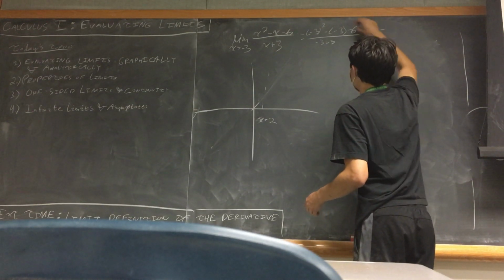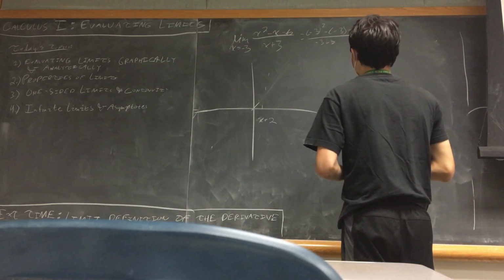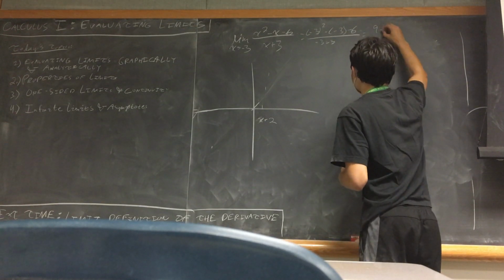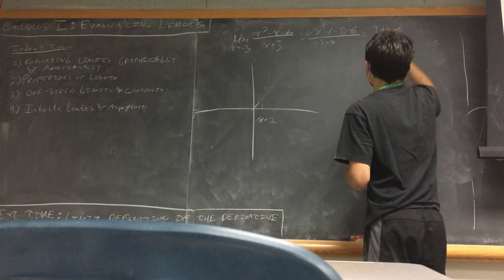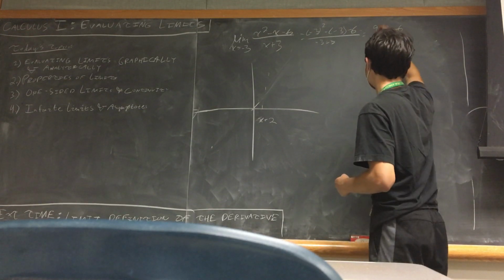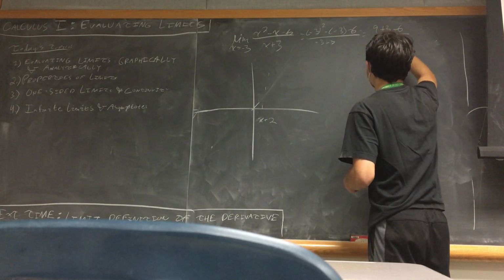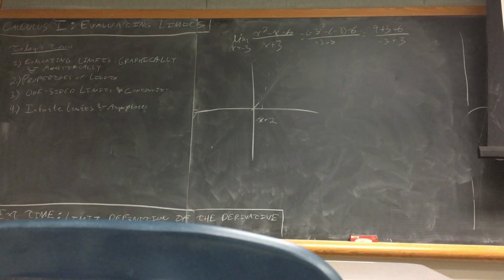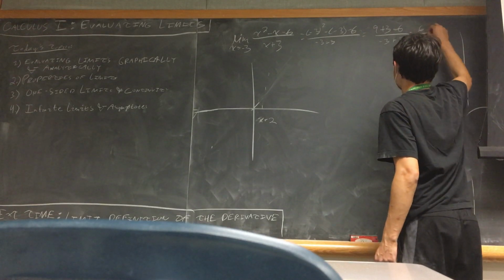9 minus -3 is plus 3, minus 6, divided by -3 plus 3, which is equal to 6 over 0.